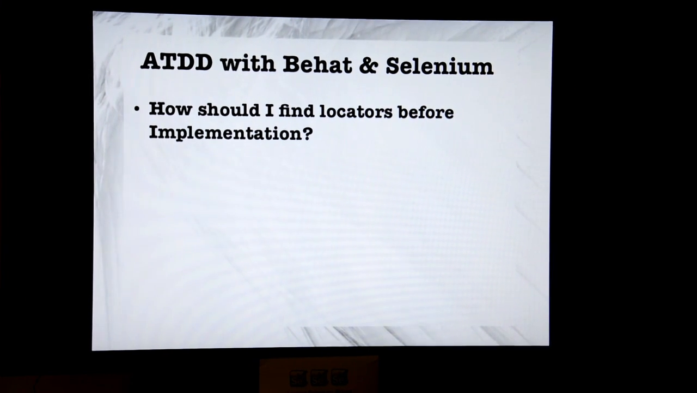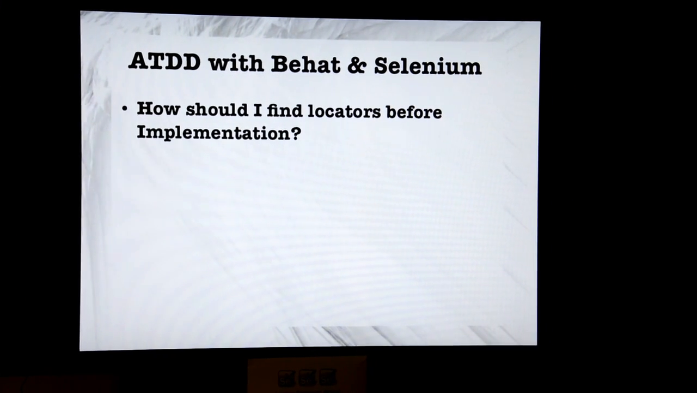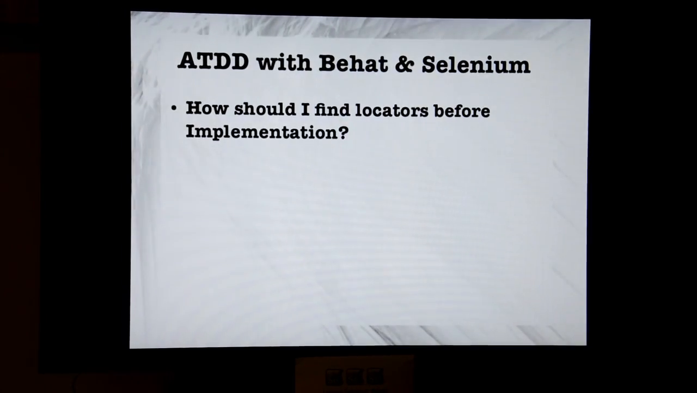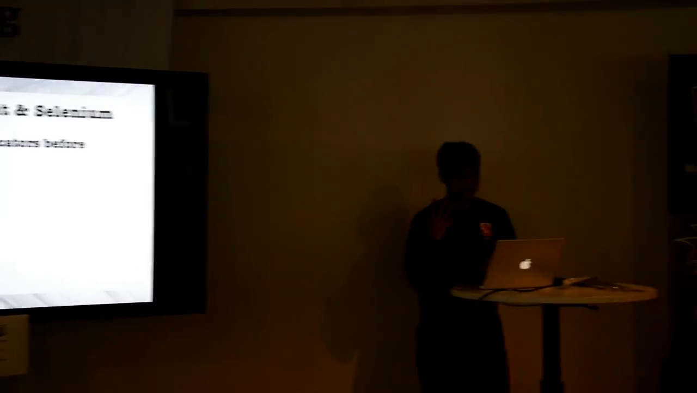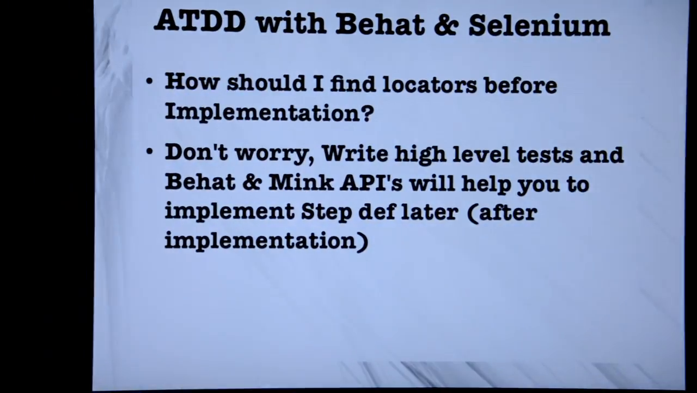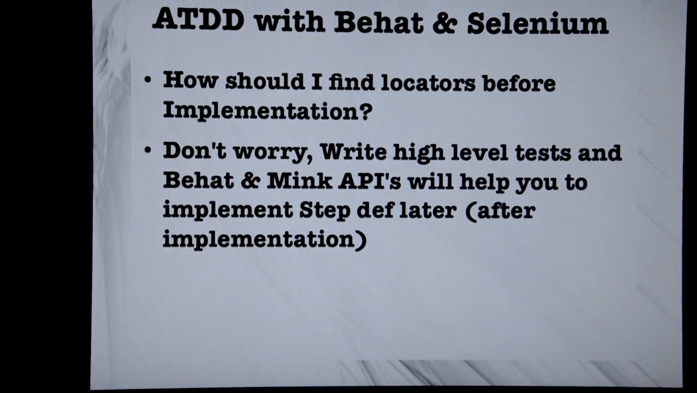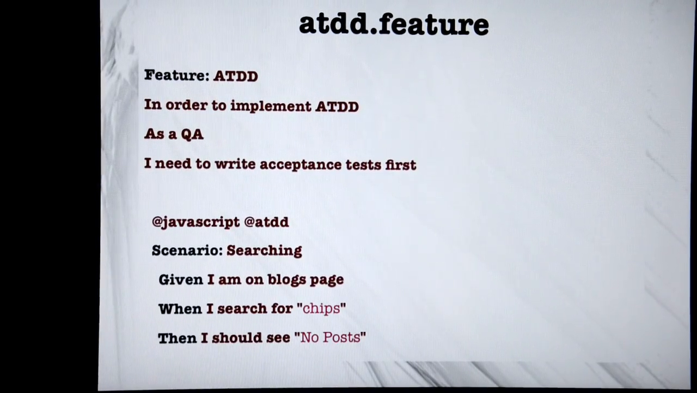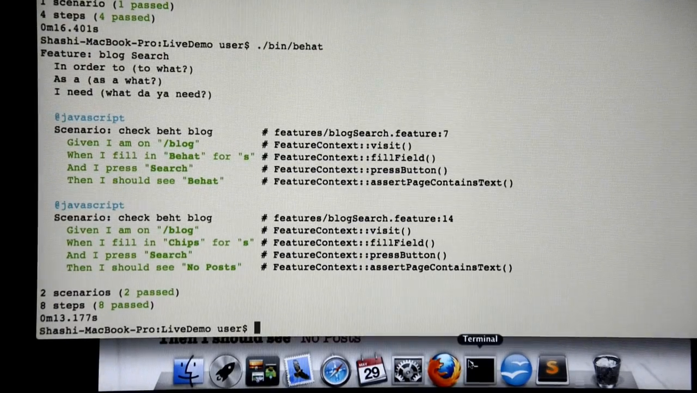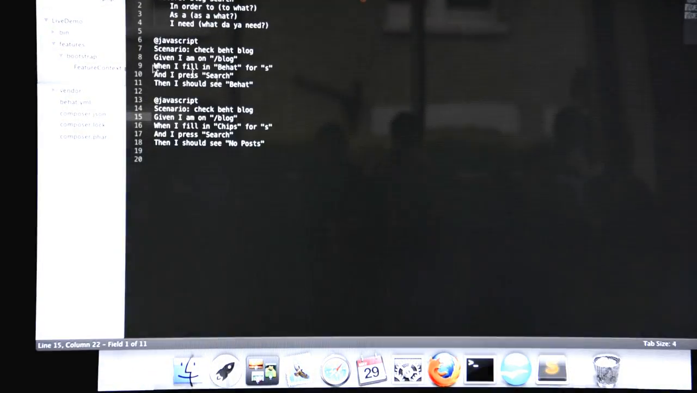Well, this is the case where your application is already implemented. You got your application ready for automation. But what if you've got an unimplemented application, like you don't know about locators, what will be there, and something like that. So in this scenario, first write very high level tests, like I would search for this and something like that, and then use the Mink API to automate that stuff. So we will write another feature file over there. I will create a new feature.